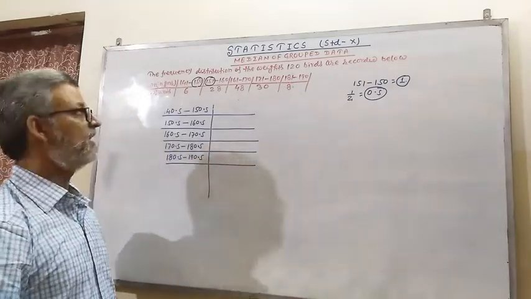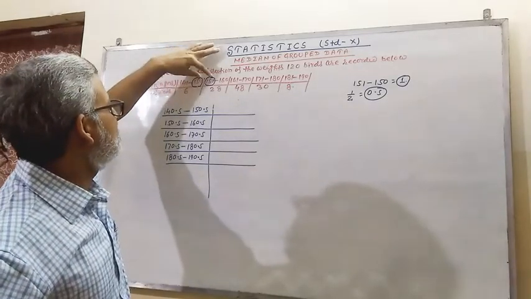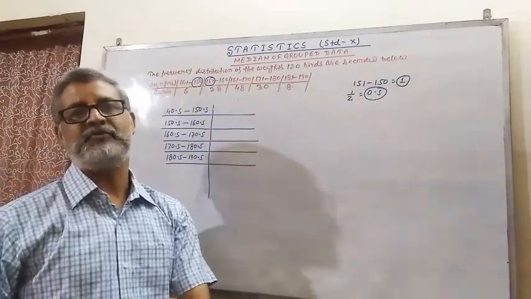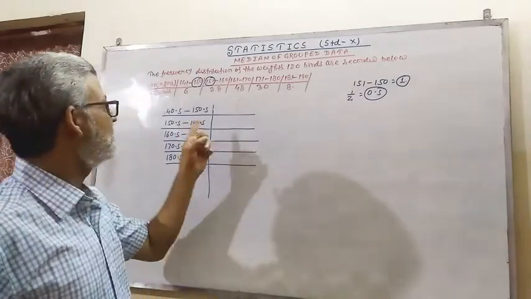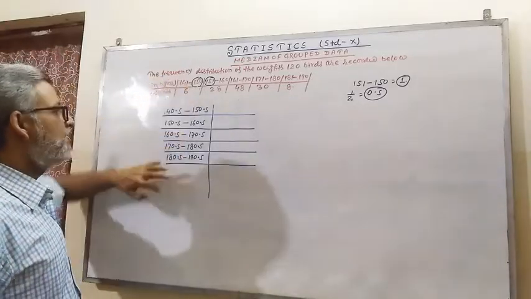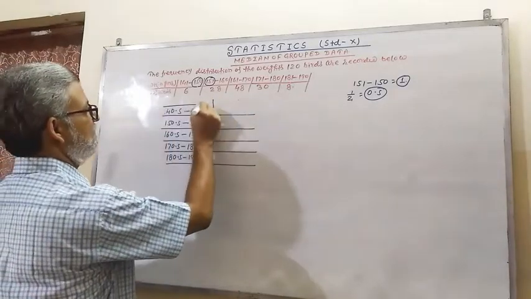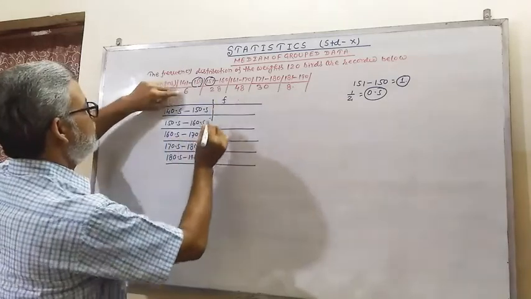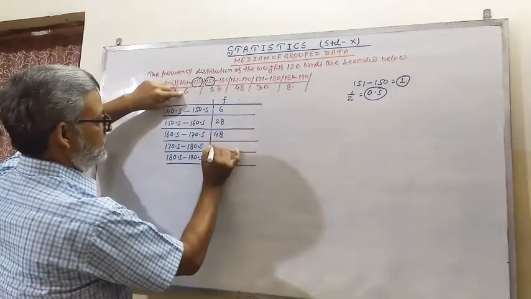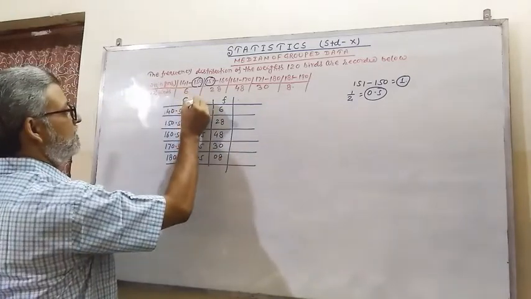Once again I explain how to convert to exclusive form. Take the first interval's upper limit and the second interval's lower limit, take their difference and divide by 2. Whatever result we are getting, subtract it from each lower limit, and add it to each upper limit. Then we are getting exclusive class intervals. After that, frequency remains the same. The frequencies are first 6, next 28, then 48, 30, and 8. This is the frequency, and this is the class interval now.